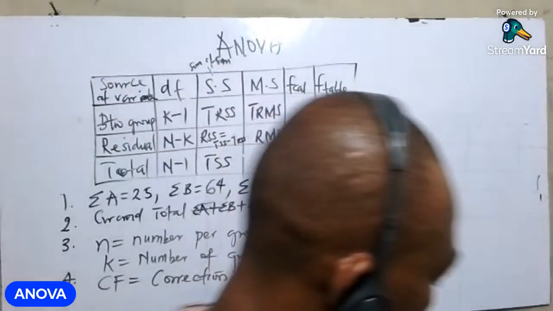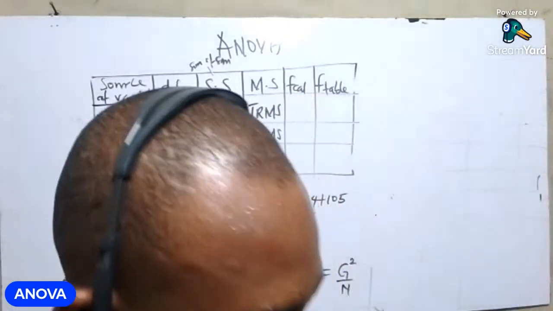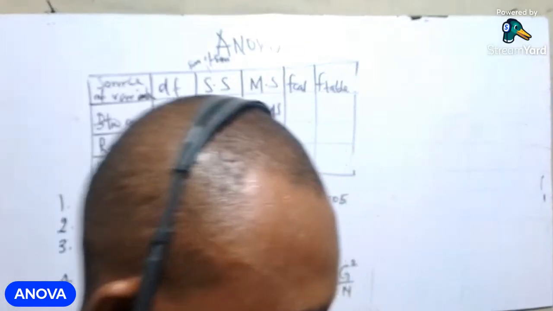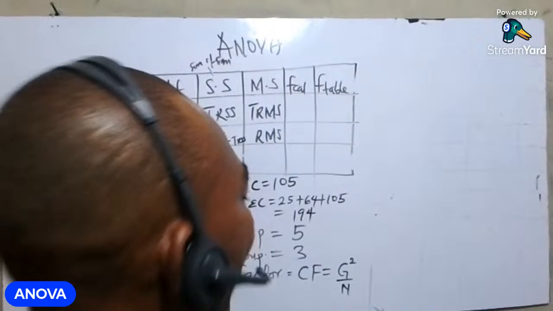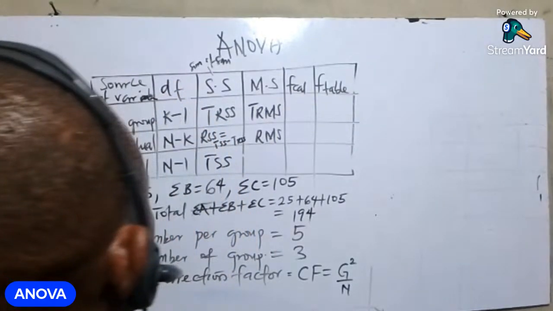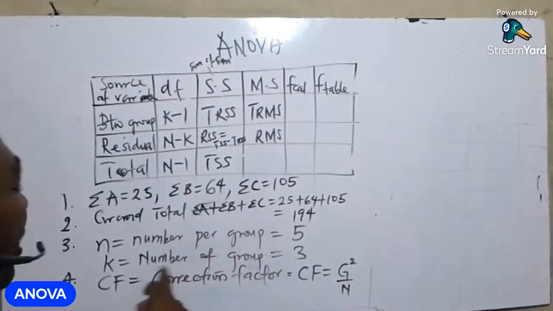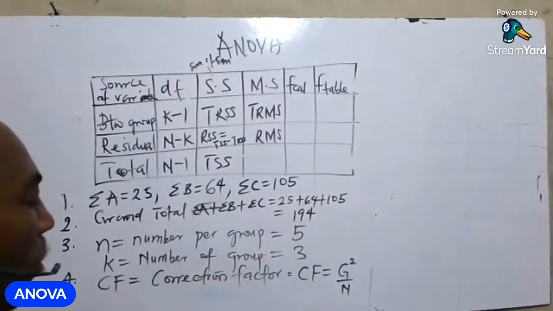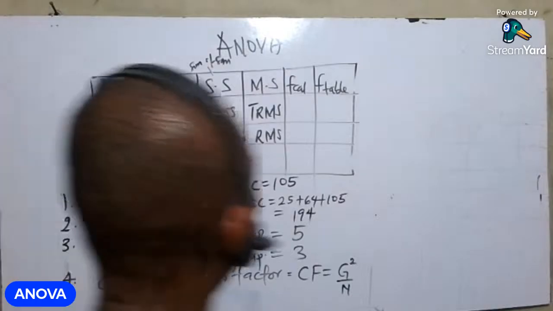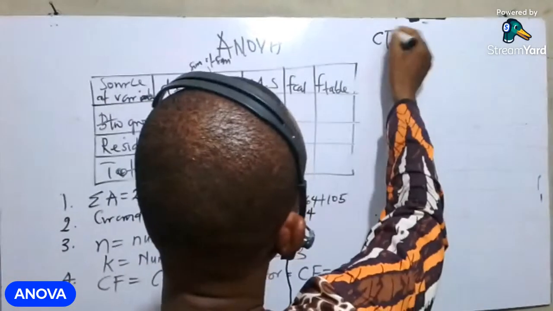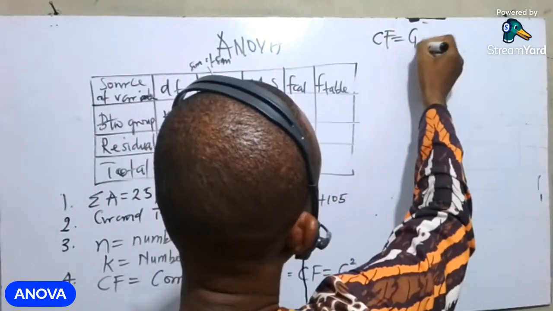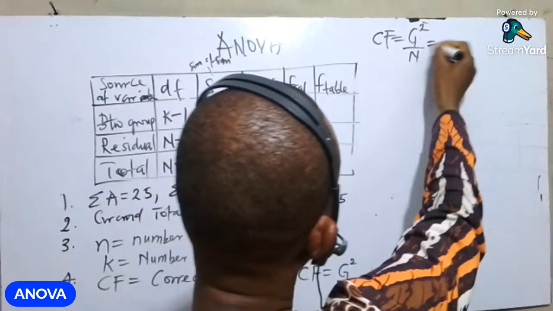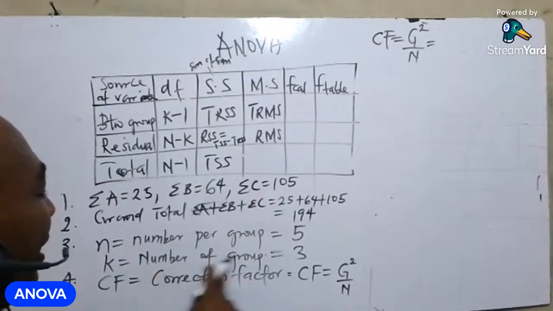So what is that n? What does that n stand for? How do you get the n? The n simply means the number per group multiplied by the number of groups. So our CF is equal to the grand total squared over N, where capital N is the number per group multiplied by the number of groups.